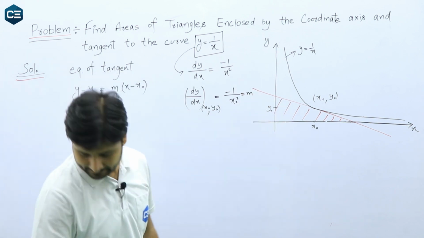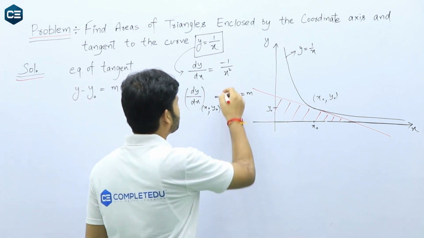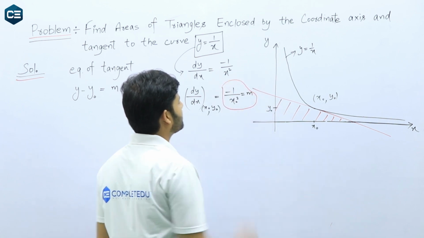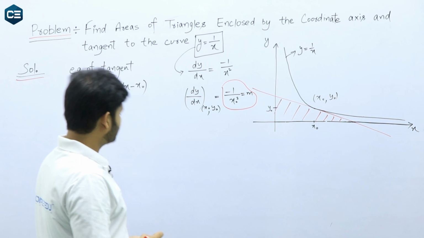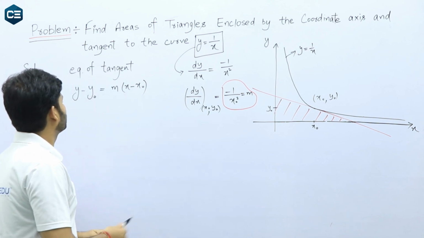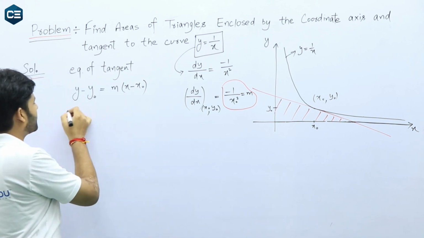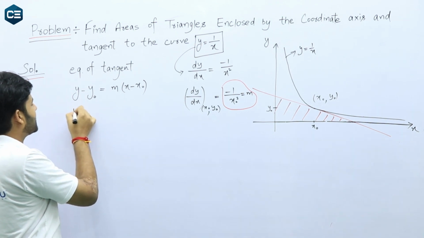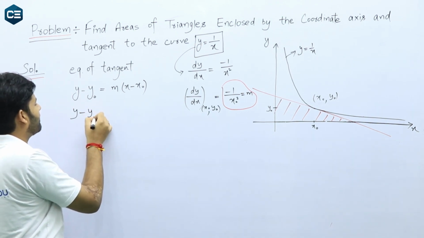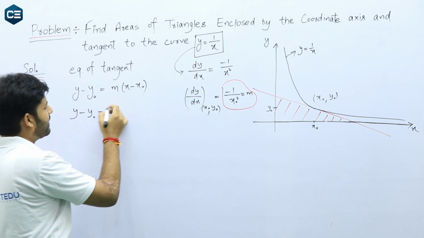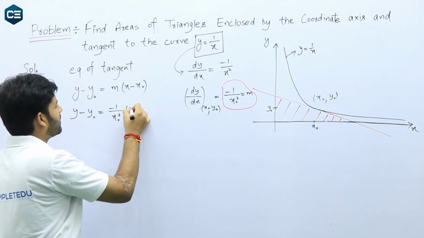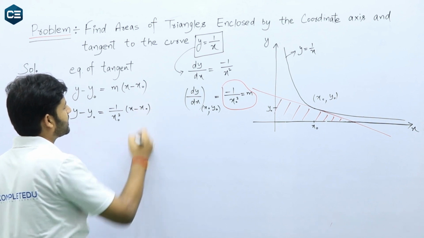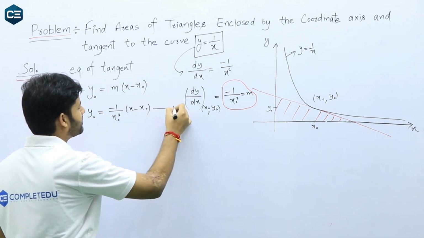You see? This is our m. I'm going to use this value of m here. So the equation of the tangent is y minus y0 is equal to the value of m, minus 1 upon x0 square, times x minus x0. We call it equation 1.